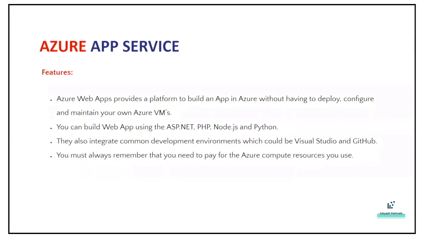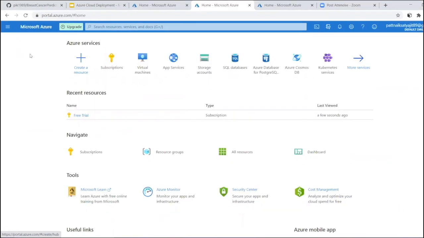We can build web applications using various languages: ASP.NET, PHP, Node.js, Python, etc. They also integrate common development environments, which could be Visual Studio and GitHub. Today we'll be talking about how to integrate App Service using GitHub. You must always remember that you need to pay for the Azure compute resources you use, so we'll talk about the payment structures as well.